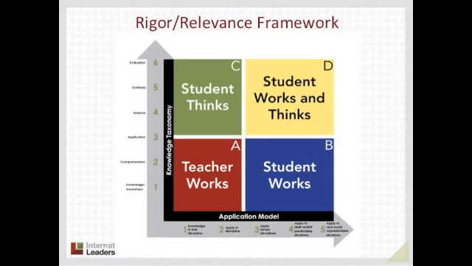Another way to look at the quadrants is shown here. Quadrant A lessons require lots of work on the teacher's part. Quadrant B lessons require students to do more of the work, while Quadrant C lessons require lots of student thinking, and Quadrant D lessons push students to do the working and the thinking.